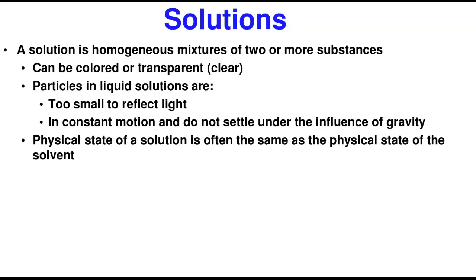So a solution itself is a mixture of those two substances. It can be colored or transparent. We usually have most clear or transparent solution, but it can also be colored. And the particles of the liquid are too small. You can't see the particles of the liquid and even the solid as well. And they're always in constant motion, and that is the reason why it does not settle down.